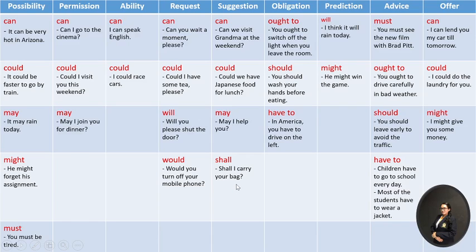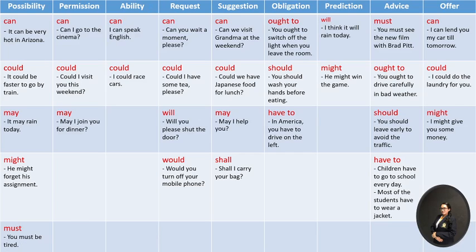And for the obligation, there are three. We have these words: ought to, should, and have to. For ought to, you could say, you ought to switch off the light when you leave the room. For should, you could say, you should wash your hands before eating. And for have to, you could say, in America, you have to drive on the left. So that's obligation.